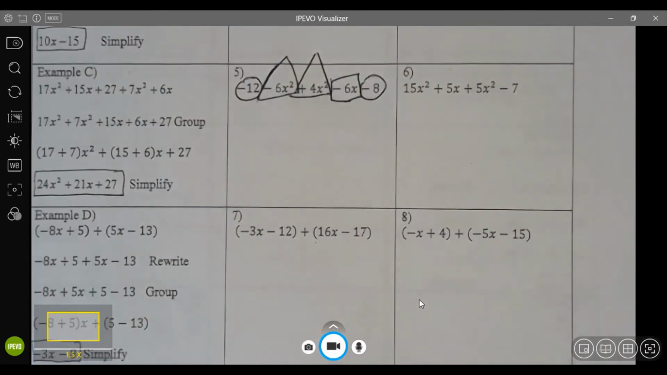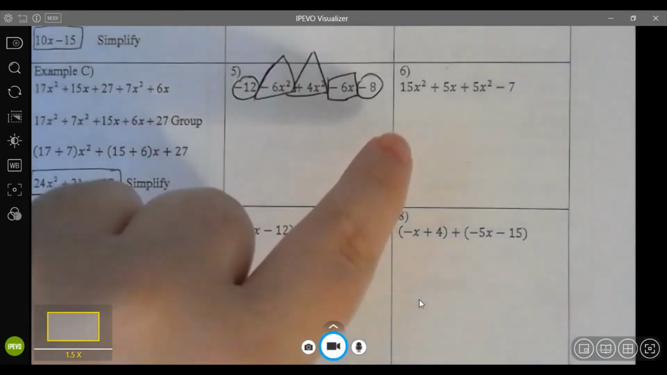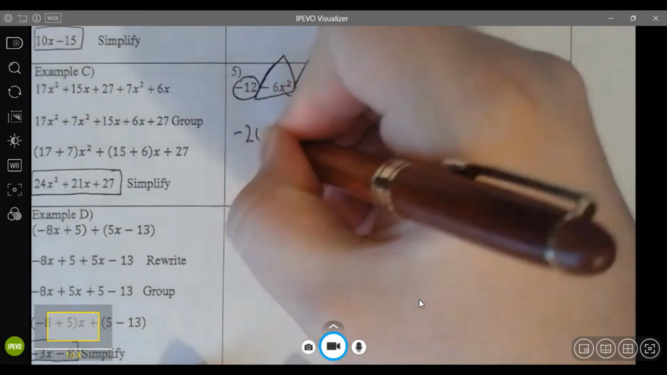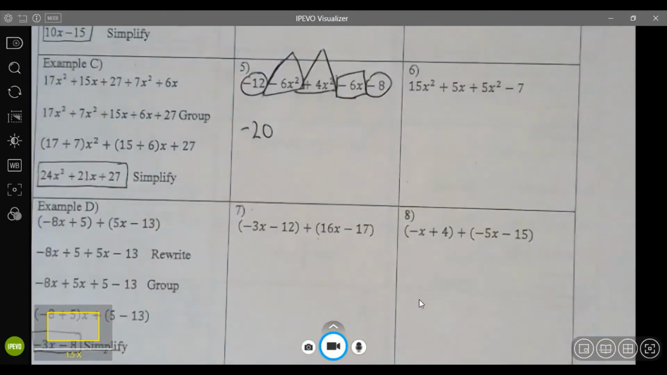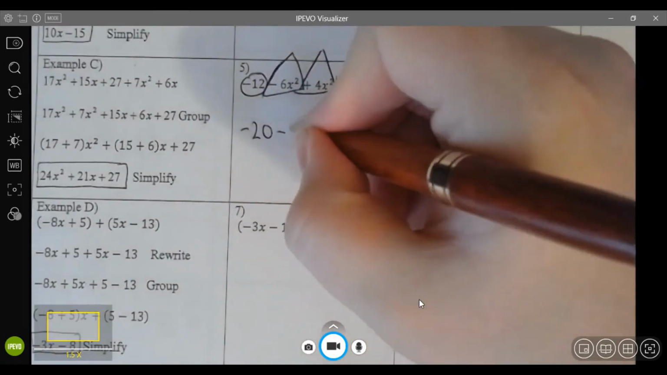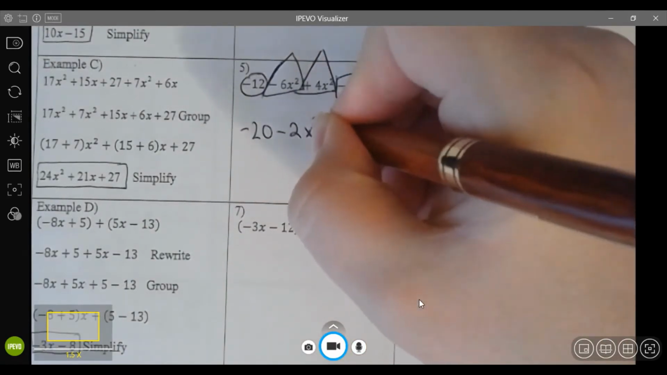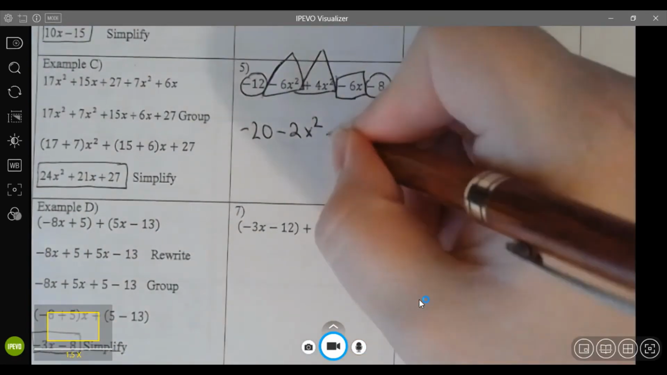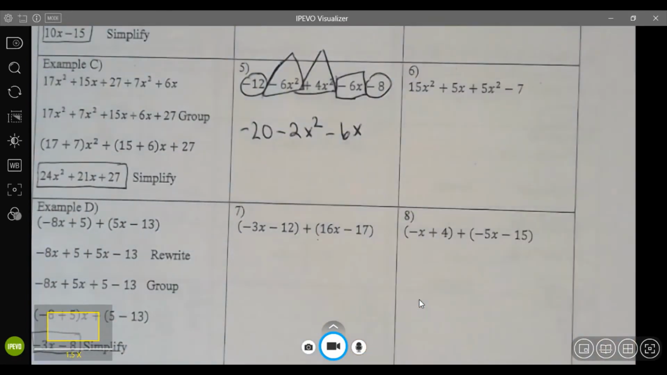So now you're ready to simplify this. So just combine the like shapes. -12 minus 8 is -20. And then -6x squared plus 4x squared, those both have triangles, so we can combine those. -6 plus 4 is -2. Those both had an x to the power of 2. And then -6x was all alone. So we'll just leave that one alone.